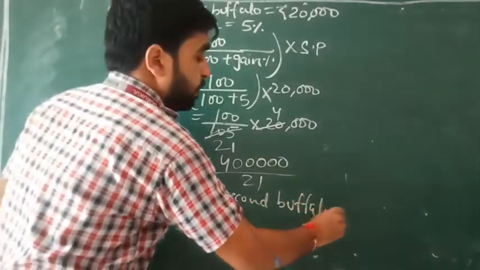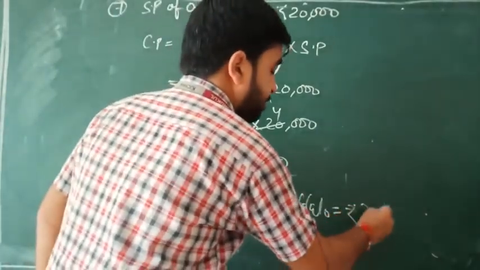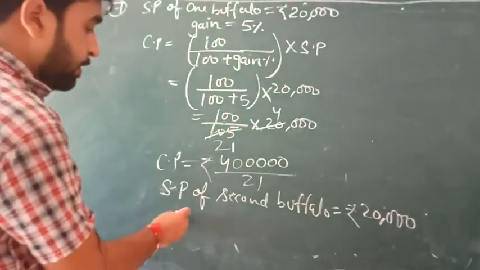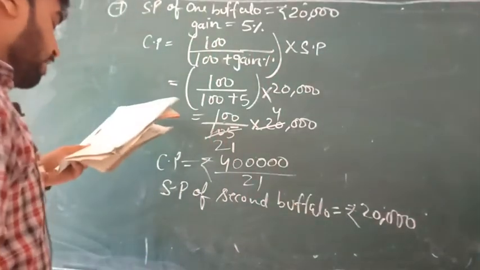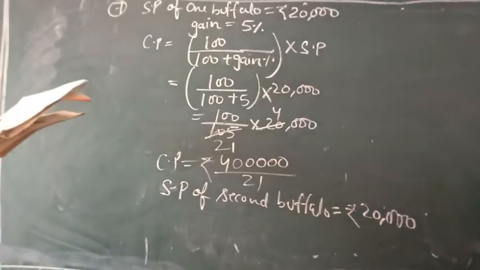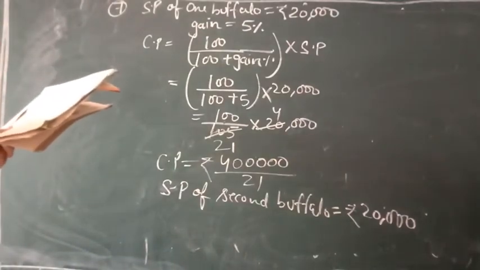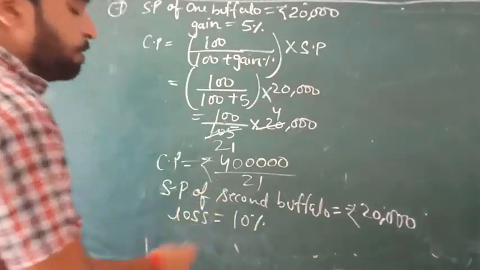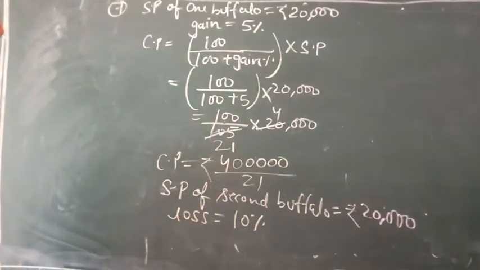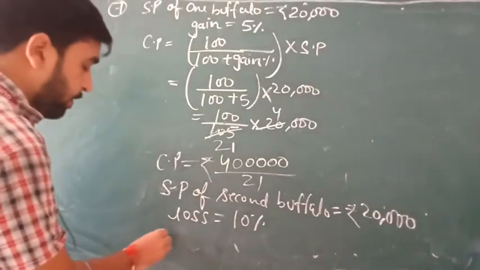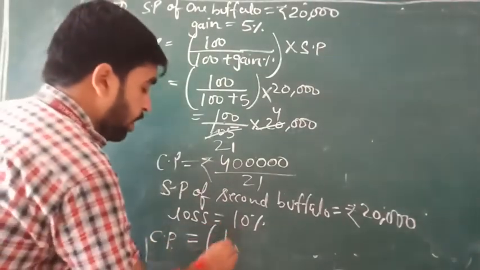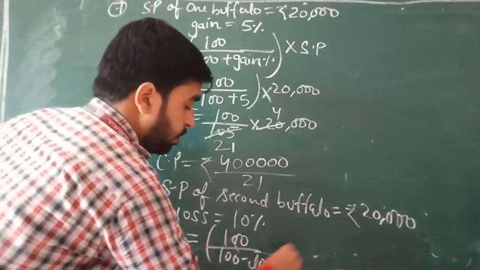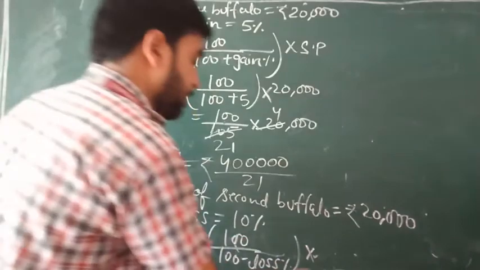SP is the same for both, that is rupees 20,000. Now, how to calculate the CP in this case? What is the loss? Loss is given to us, 10%. So students, when SP and loss percent are given to us, then I am going to tell you the formula to calculate CP. CP is equal to 100 upon 100 minus loss percent into SP. This is the formula.